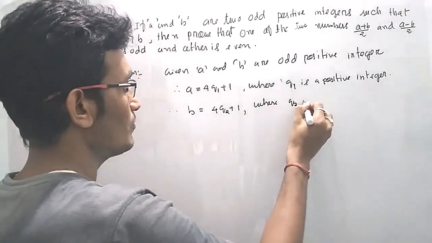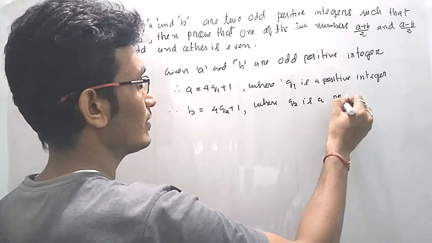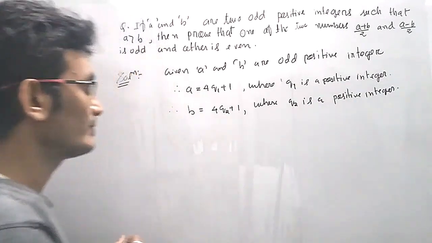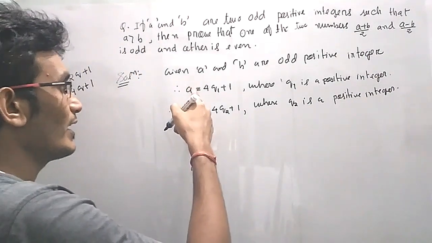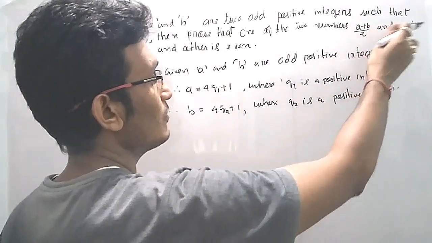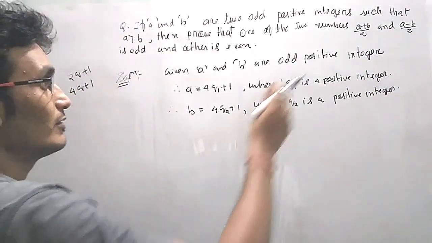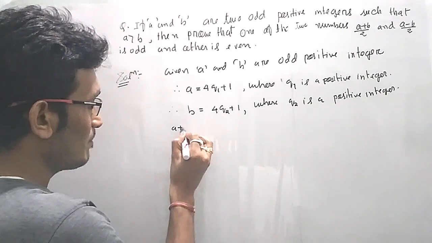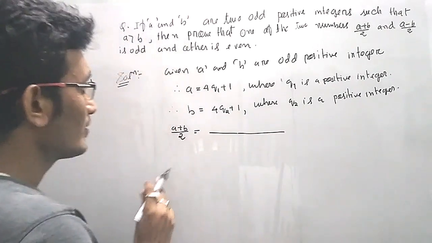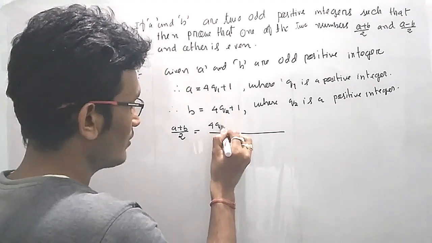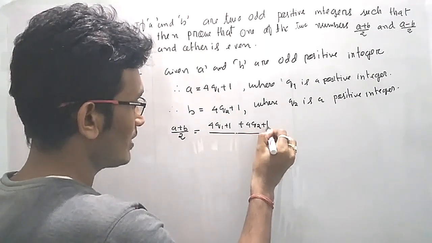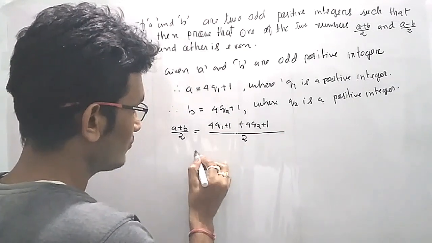where q2 is a positive integer. So after writing a and b, now we have to find the value of (a plus b)/2 and (a minus b)/2. So first (a plus b)/2. So a means 4q1 plus 1, b means 4q2 plus 1, divided by 2.